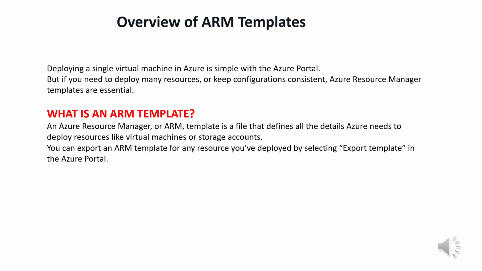An Azure Resource Manager, or ARM, template is a file that defines all the details Azure needs to deploy resources like virtual machines or storage accounts. You can export an ARM template for any resource you've deployed by selecting Export Template in the Azure portal.